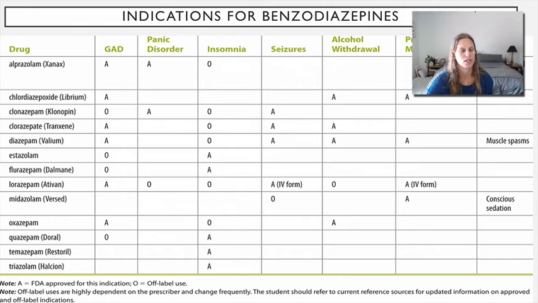Lorazepam, diazepam. So alprazolam is Xanax. Diazepam is Valium. Lorazepam is Ativan. Temazepam is Restoril. Those are ones that you hear a lot.